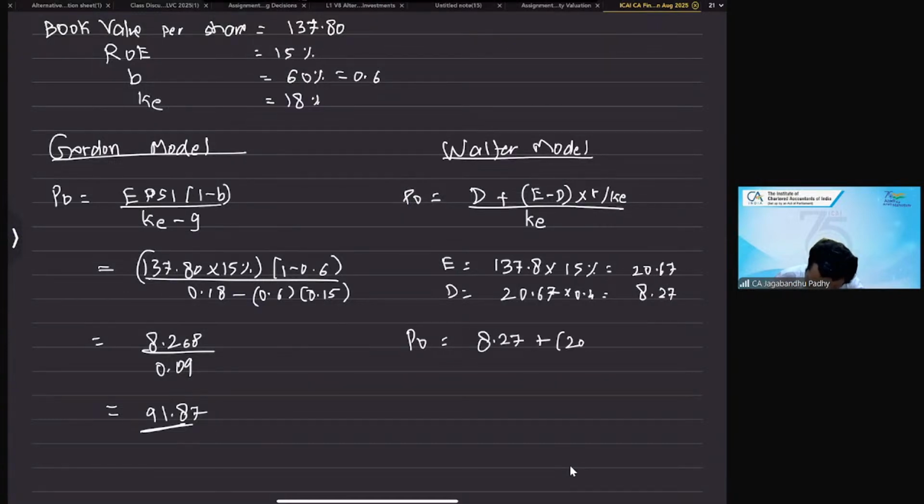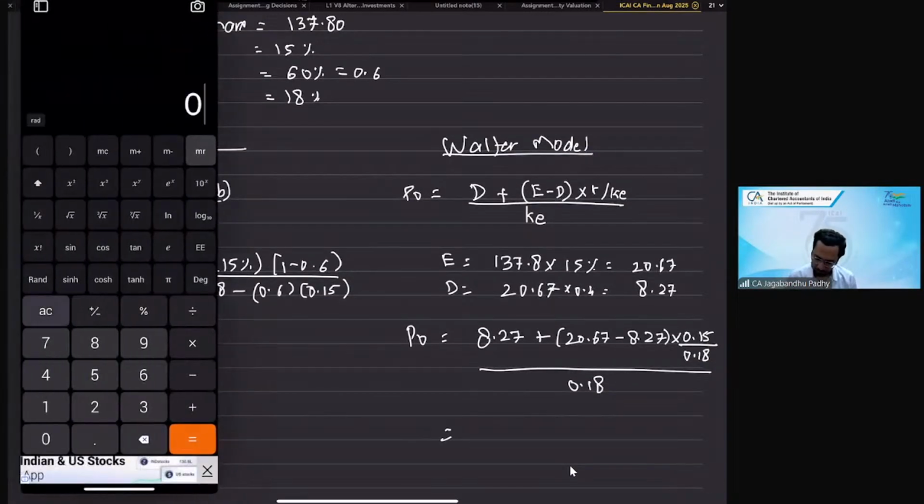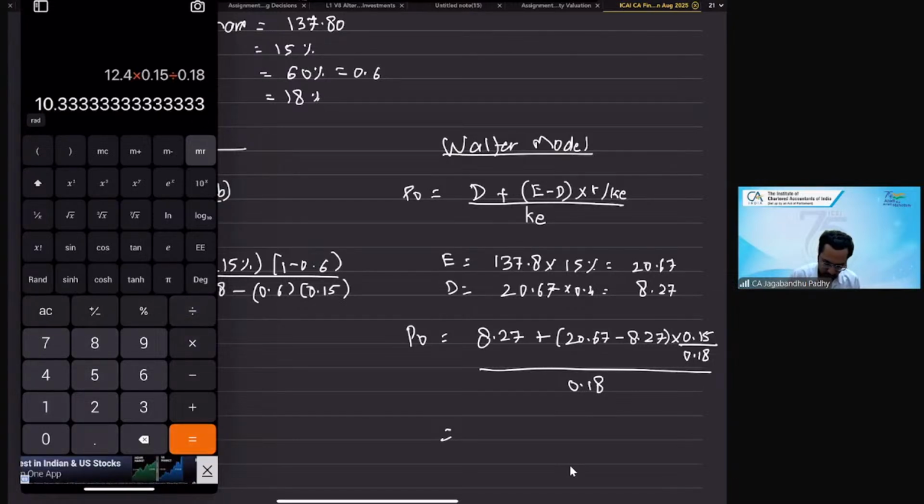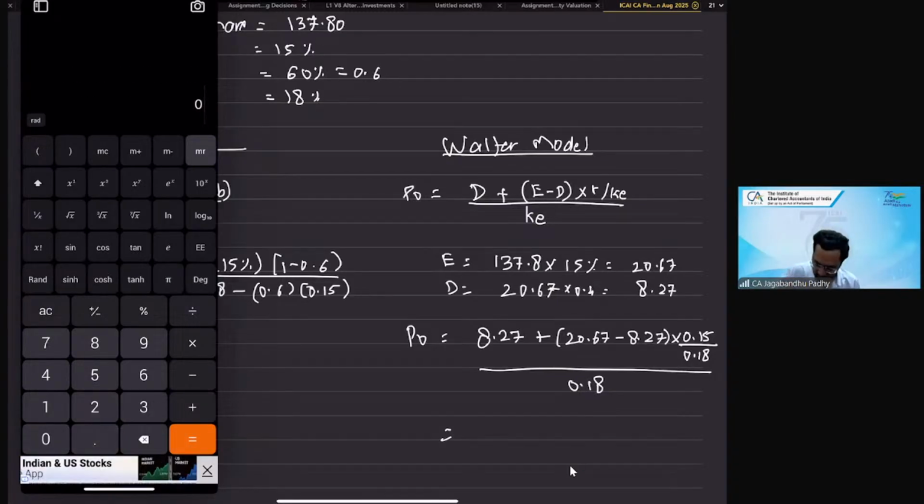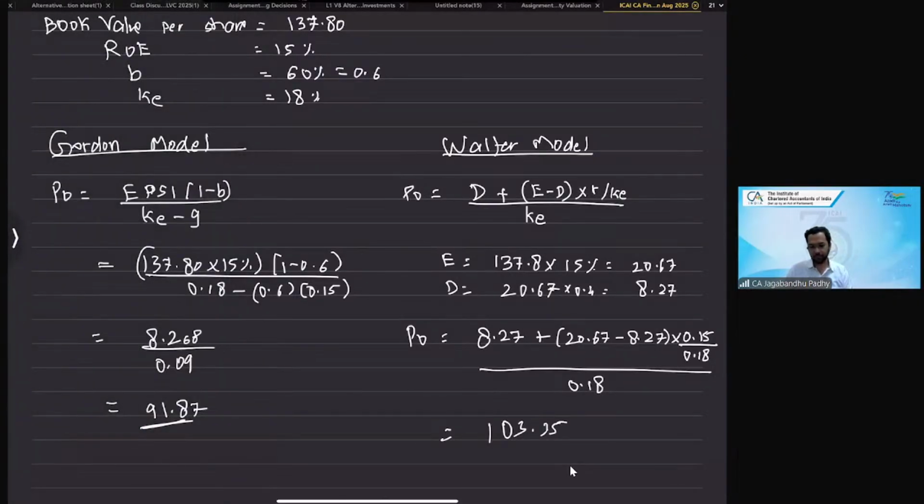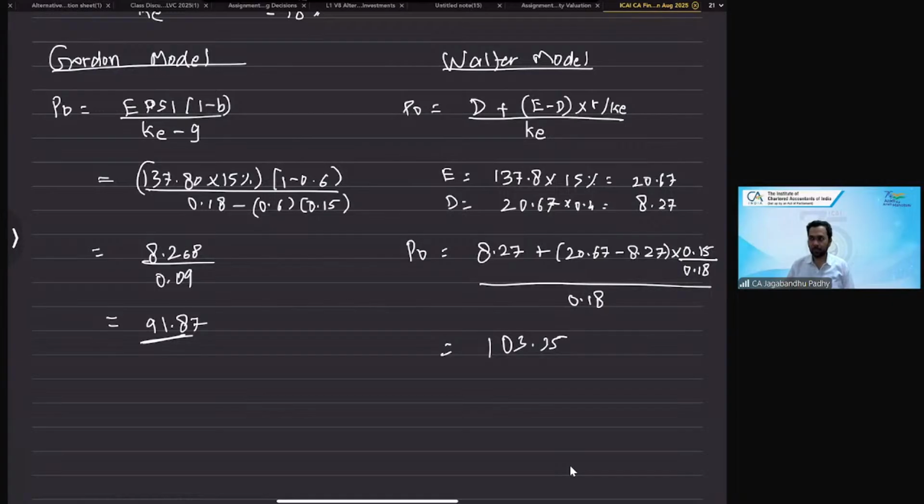Okay, so now the price is going to be 8.27 plus 20.67 minus 8.27 into return 0.15 upon K 0.18, and then the whole thing divided by 0.18. So what is the price? 20.67 minus 8.27 into 0.15 divided by 0.18. This plus 8.27 and divide by 0.18. 103.35. That's the Walter model answer. So that's the price as per Walter model.